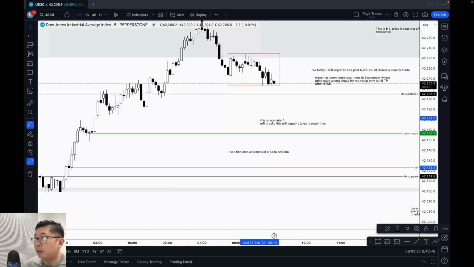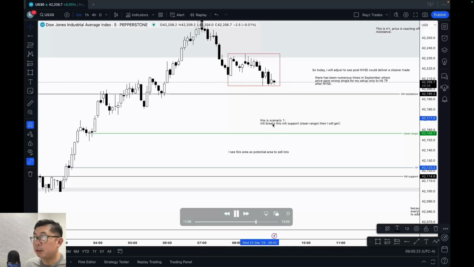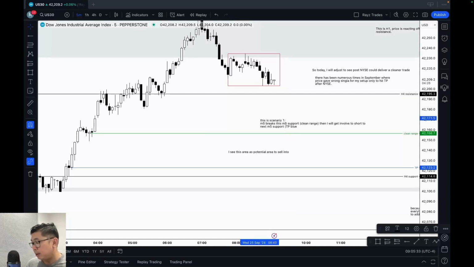So I wrote down this is scenario number 1, on the 5-minute time frame. If price breaks this 5-minute support, the green line, a clean range, then I will get involved to short to the next 5-minute support, which is the TP blue line. That's what I said.